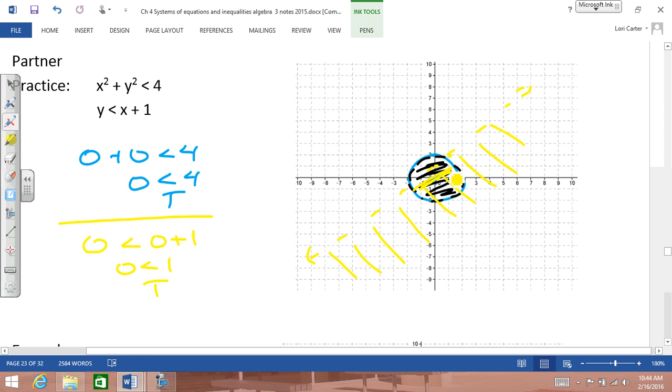Right. So this is your answer. Bounded or unbounded? That'll be bounded. That would be bounded. Bounded together.